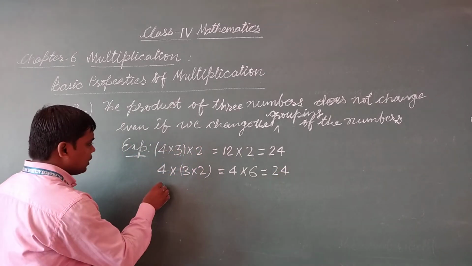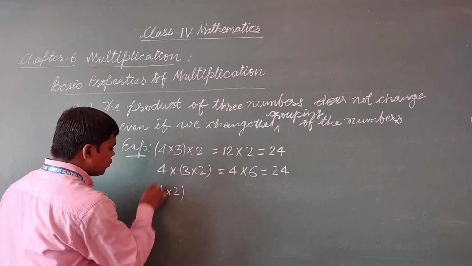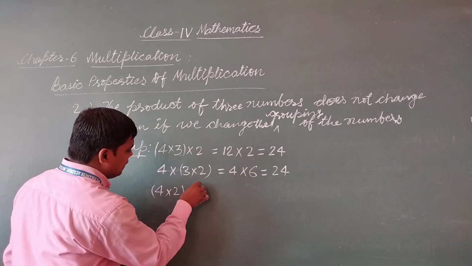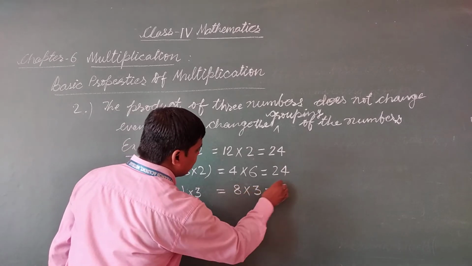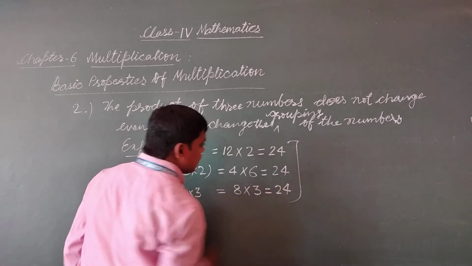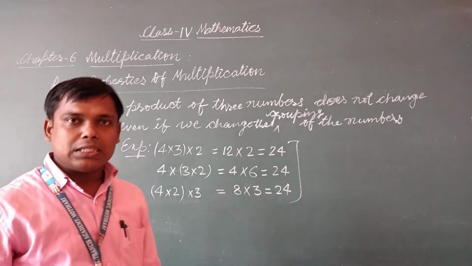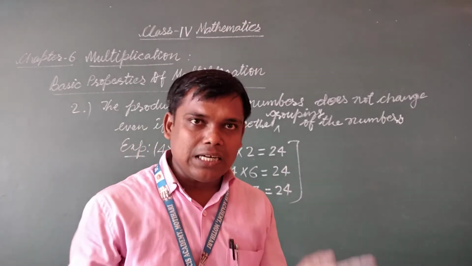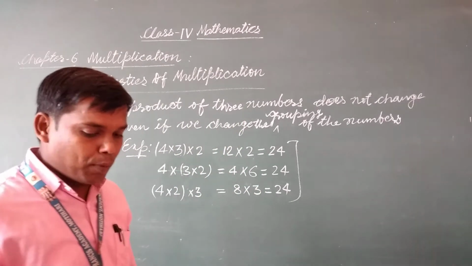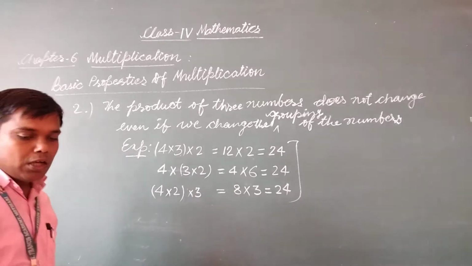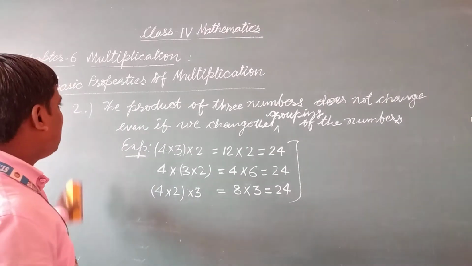6 into 4 is 24. Or in next, 4 into 2 as a group multiplied by 3. So we can get 8 into 3, product will be 24. It means when we change the group of the numbers, the product remains the same. The third property is that the product of a number and one is the number itself.